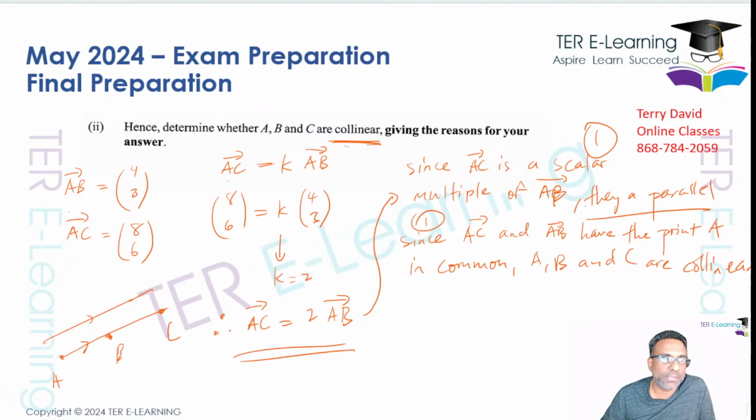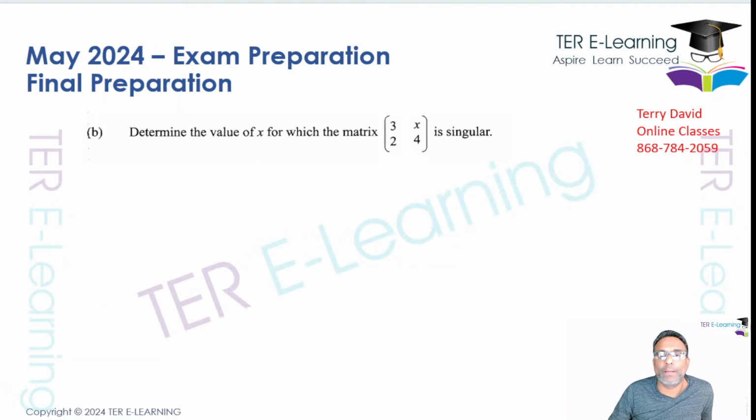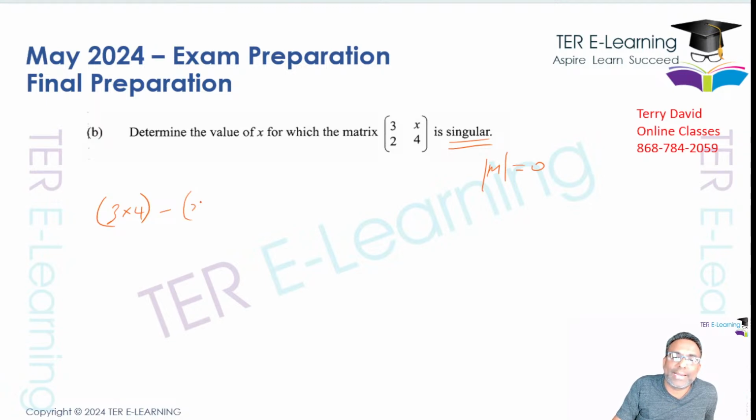Right, so let's move on here. Let's wrap this up quickly. We have: determine the value of x for which a matrix is singular. When they tell you a matrix is singular, it means that the determinant is equal to 0. So to work this out, we're going to say 3 multiplied by 4 minus x by 2. That's how we find the determinant, but you're going to put that equal to 0 because it's a singular matrix.